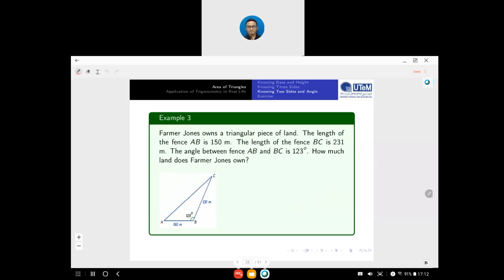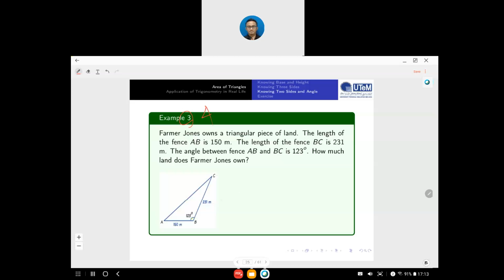Okay, next, another example. Supposedly this one is example 4, not 3. Farmer Jones owns a triangle piece of land. The length of the fence AB is 150 meter. The length of the fence BC is 231 meter. The angle between fence AB and BC is 123 degree. How much land does Farmer Jones own?